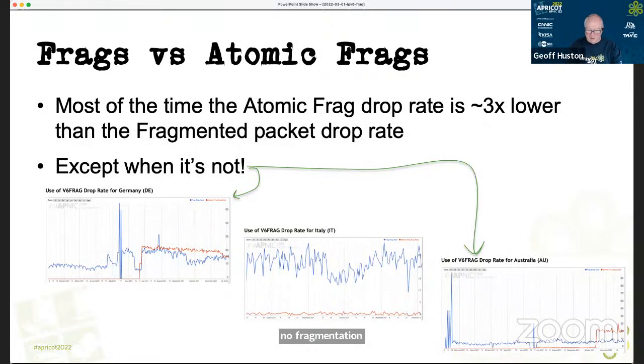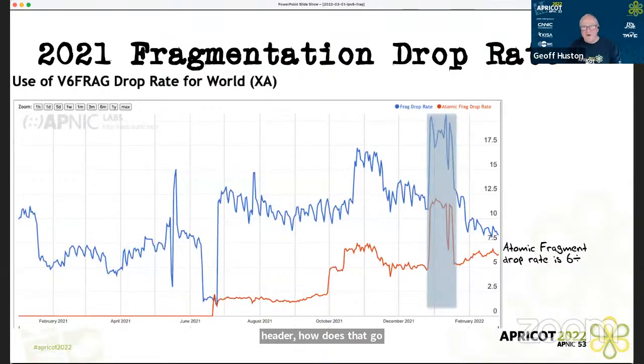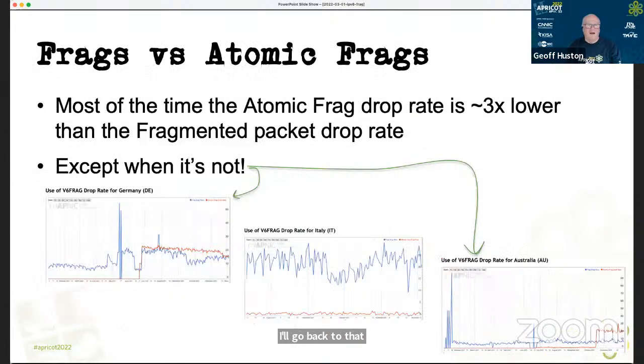Interesting. I compare a number of providers. Most of the time, the atomic frag drop rate is around a third of the normal drop rate, except when it's not. In Germany, for example, it's all the same. It's around 17%. Doesn't matter if it's atomic or a real frag. Probably a problem with extension headers. Italy, extension headers are fine. Fragments, 25% drop rate. Oops. Australia, the atomic frag drop rate's higher than the normal frag drop rate.